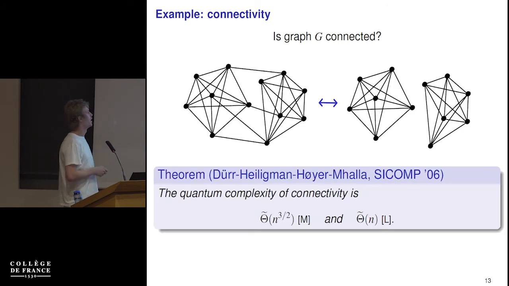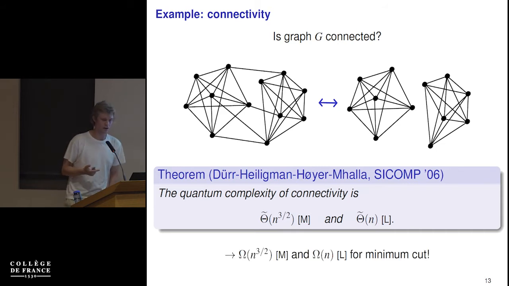Now, this problem was studied in 2006 by Dürr, Heiligman, Høyer, and Mhalla, where they showed that the quantum complexity of solving this problem scales as n^(3/2) in the matrix model, and scales with n in the list model. So again, we see that in this list model, because we have this sparse representation, often we can do things better than in this matrix model.